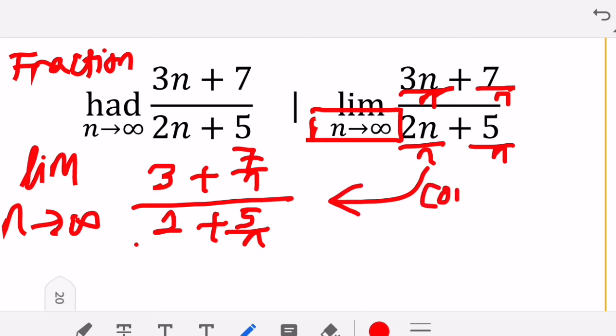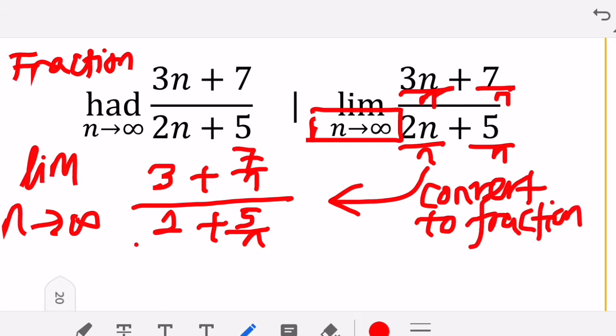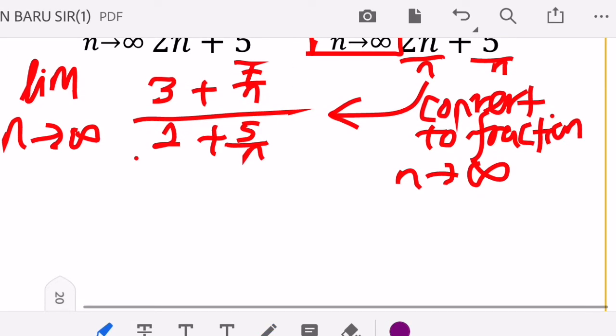And then 2 plus 5 over n. So that is how you do limit when n approaches infinity. So you have to remember the step. When n approaches infinity, you have to convert to fractions.